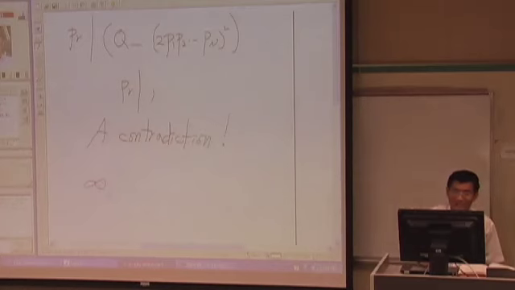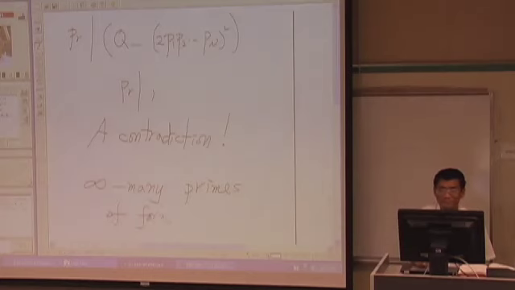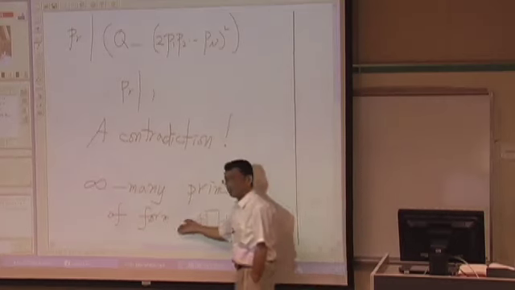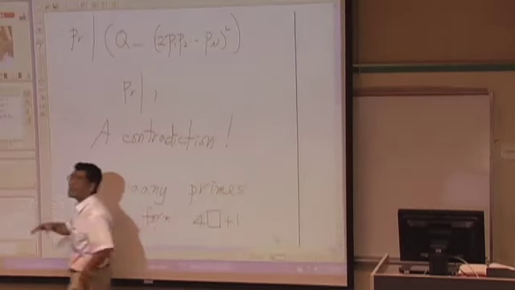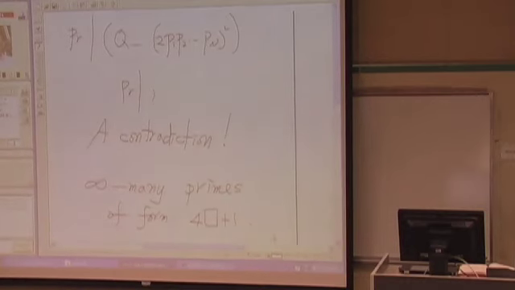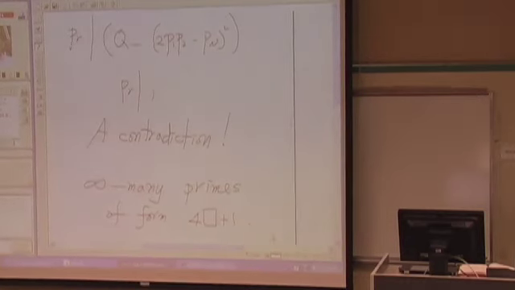In other words, there are infinitely many prime numbers of the form 4k plus 1, right? So this is the proof. Stating is easy, proving is not. Very, very small and little things are required in the proof.